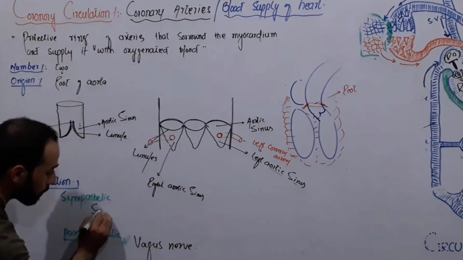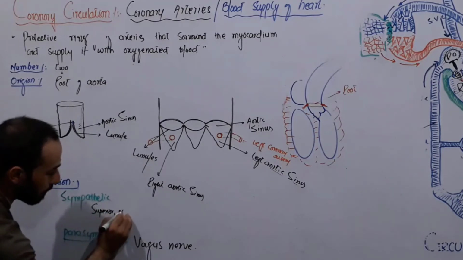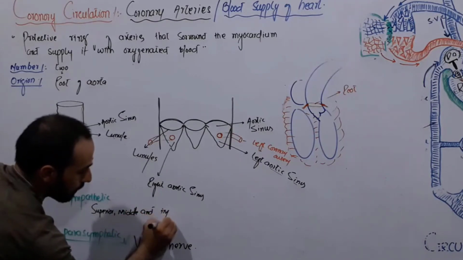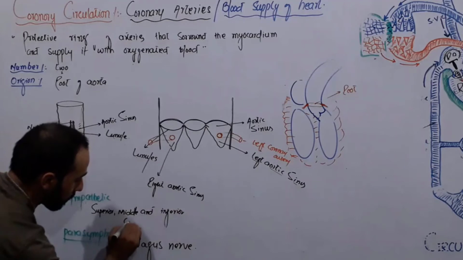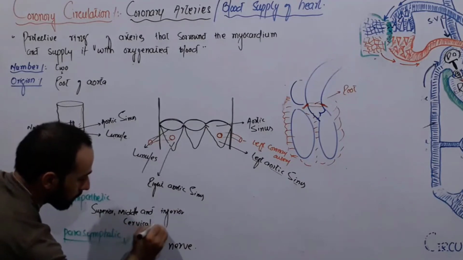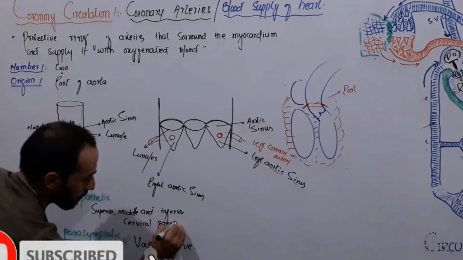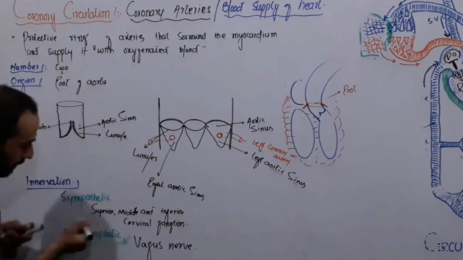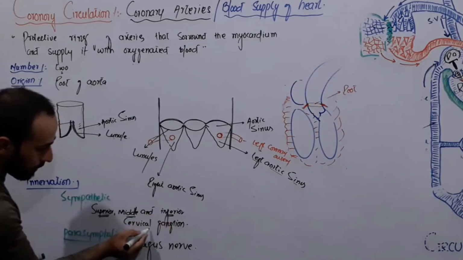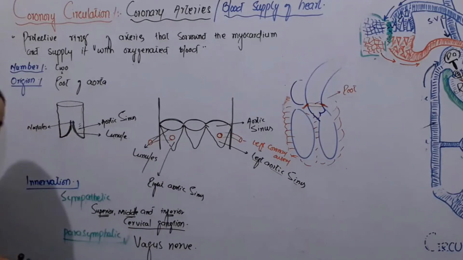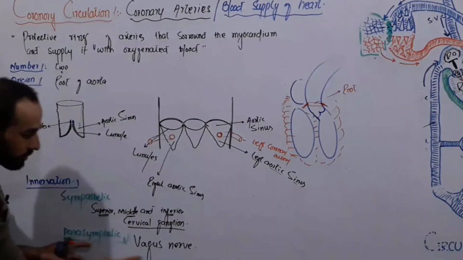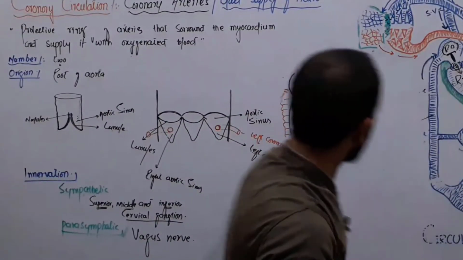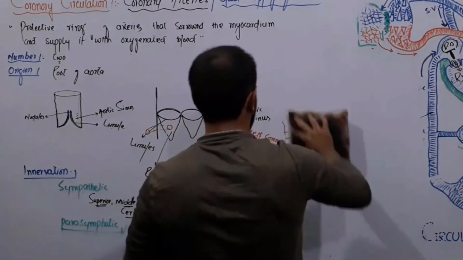the superior, middle, and inferior cervical ganglion. Right? So this sympathetic innervation is provided by the superior, middle, and inferior cervical ganglion, and this parasympathetic innervation is provided by the vagus nerve to the coronary arteries. Okay, I hope it is clear.